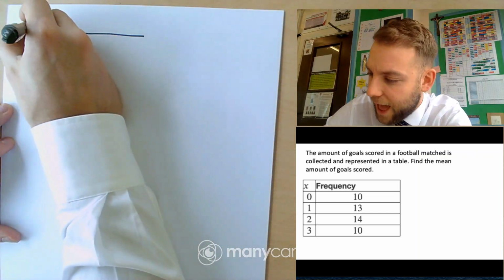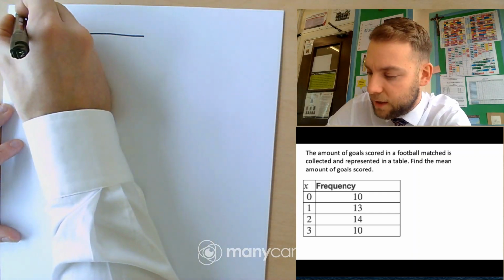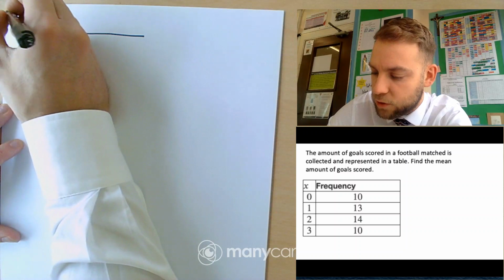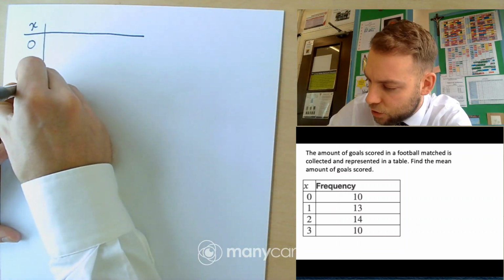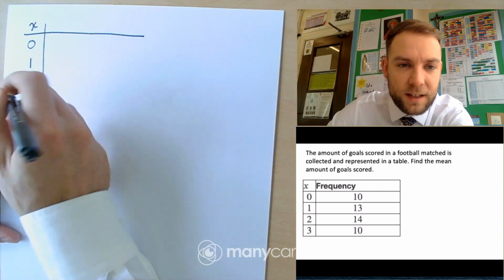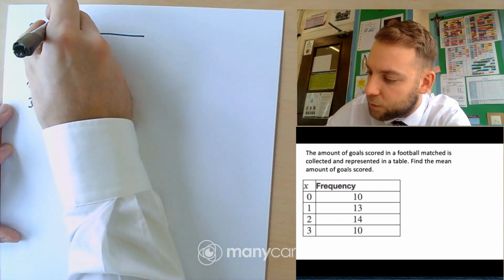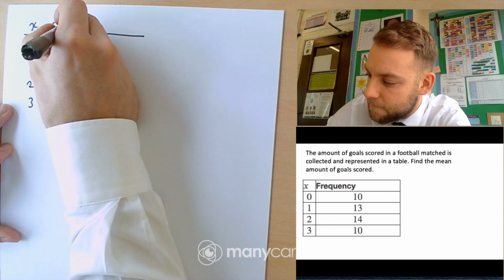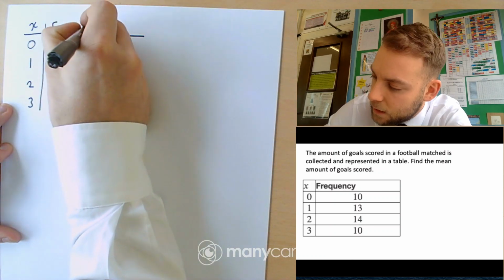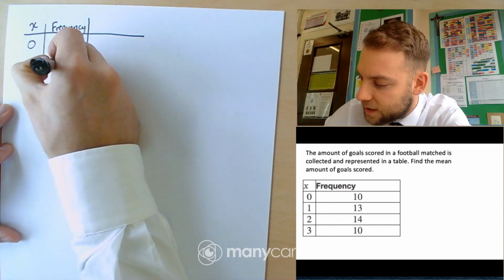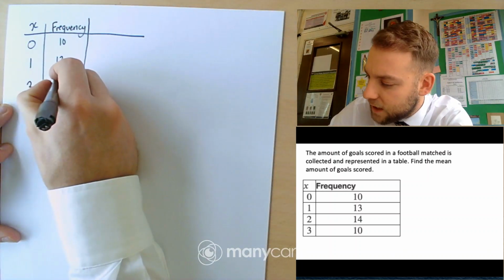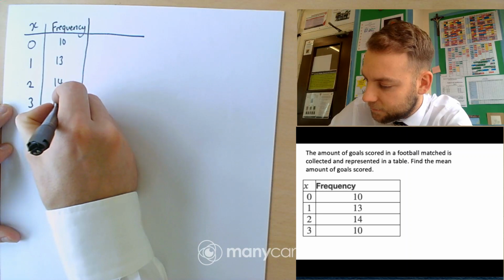So we have X, and this will be the amount of goals, which is 0, 1, 2, and 3 in this case. We have our frequency, which in this case is 10, 13, 14, and 10.